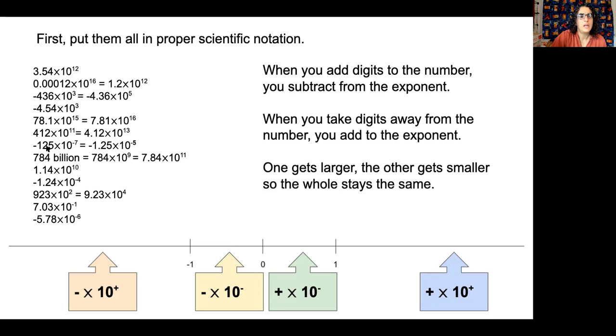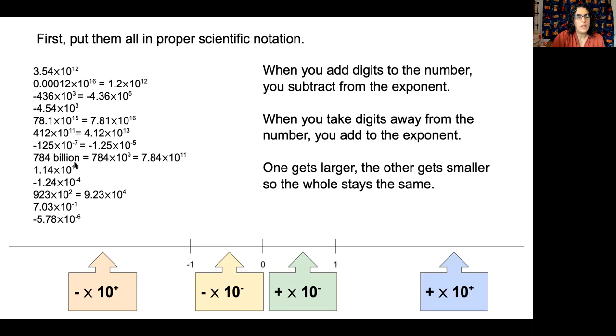Okay, what did this one become? Well, 1.25. So this number got smaller by 2 digits, so we had to add 2 to the exponent. -7 plus 2 becomes -5. And I've done a couple more on here.